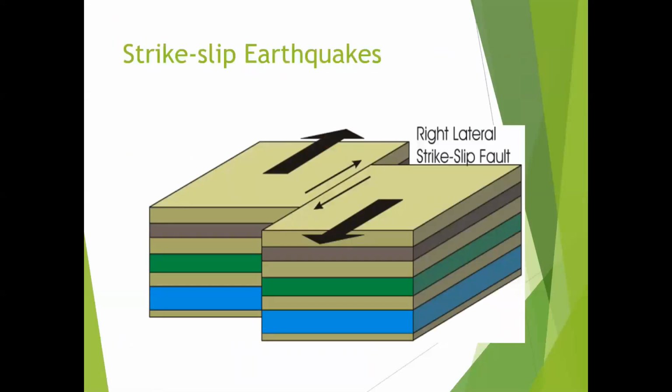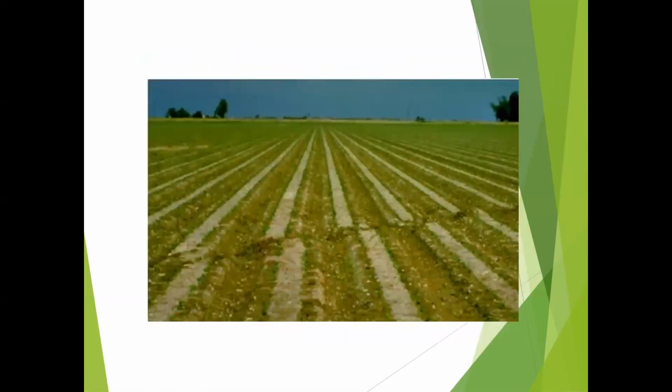So here's just some more images. This is going to be that strike slip earthquake, and they are moving past each other. You'll also hear it called the strike slip fault. The two plates are literally sliding past each other. So here's some images of that strike slip fault. You can see they're sliding past each other.